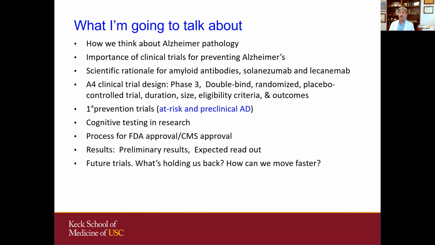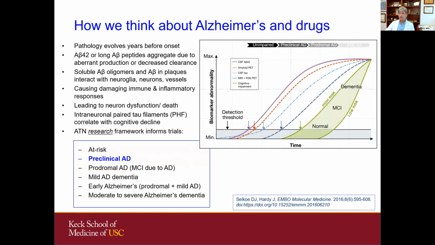Then I'll speak very briefly about amyloid antibodies as a therapeutic, and there I'll talk about our A4 trial and hope to give you an appreciation of how these trials are designed and carried out. And if we have time, I'll then further talk about what the future might hold. So, how we think about Alzheimer's disease and drugs.